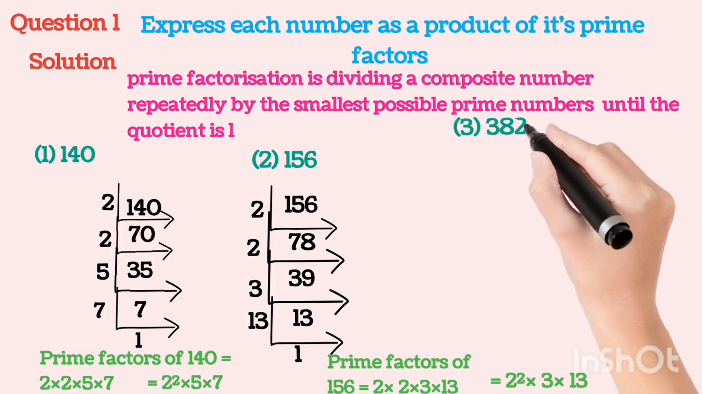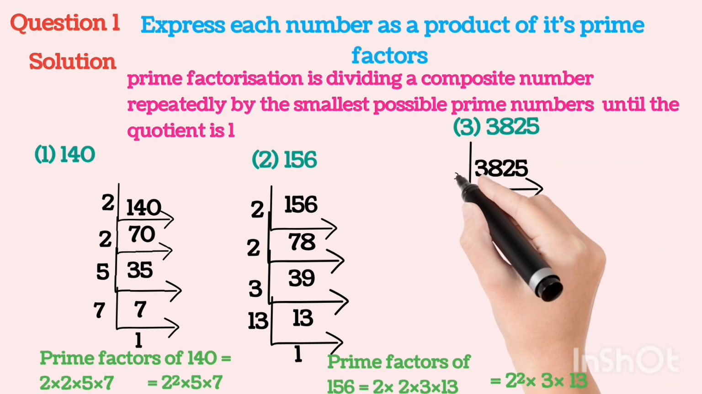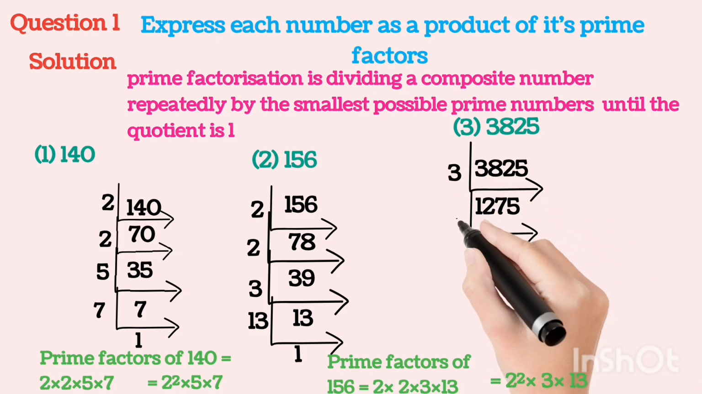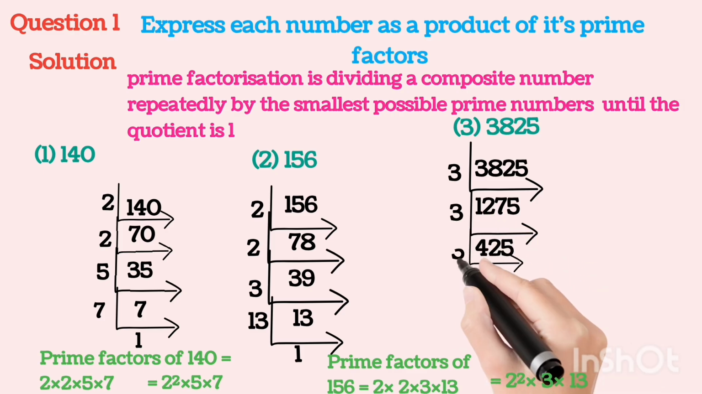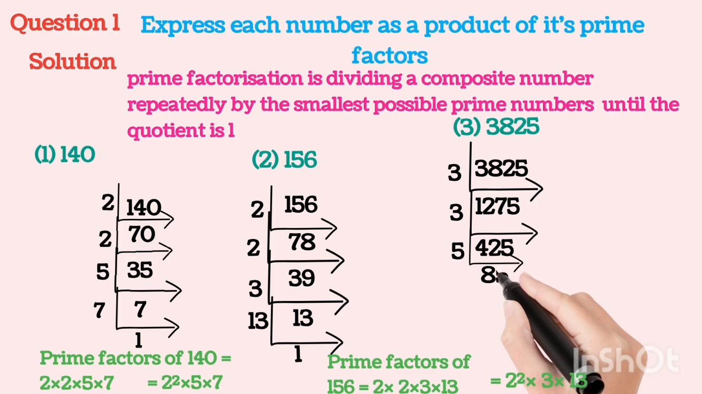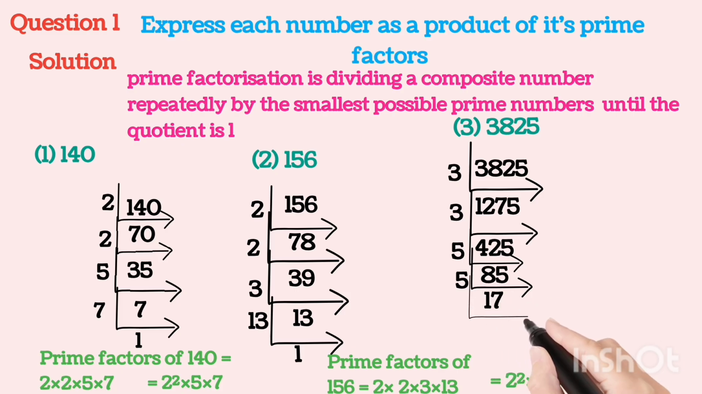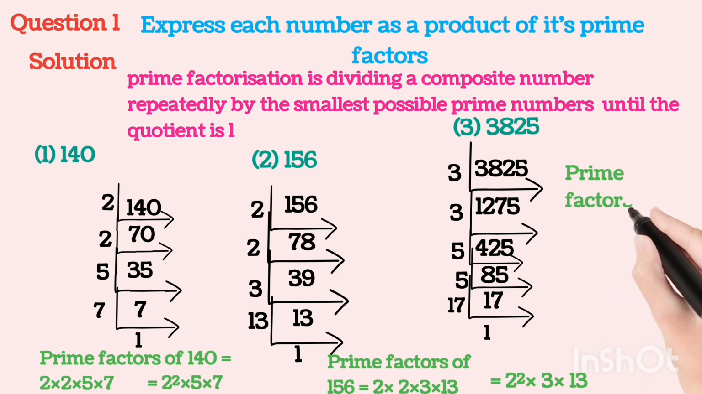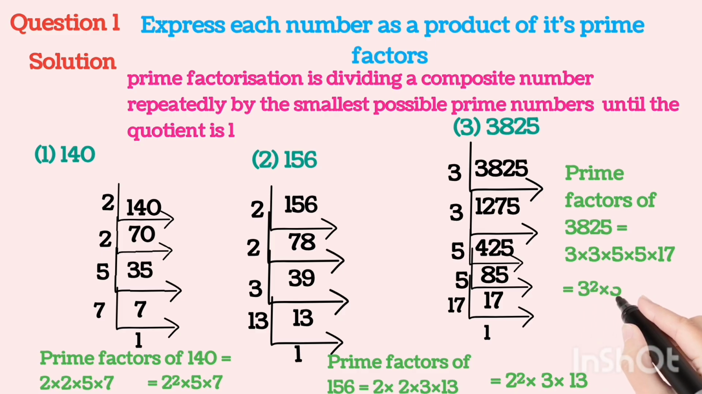Now next, question 3. 3825. 3825 divided by the smallest prime number 3 and the quotient will be 1275. 1275 divided by the smallest prime number 3 and the quotient will be 425. 425 divided by the smallest prime number 5 and the quotient will be 85. 85 divided by 5, the quotient will be 17. 17 is divided by the smallest prime number 17 and the quotient will be 1. Prime factors of 3825 equal 3 into 3 into 5 into 5 into 17, that can be written as 3 square into 5 square into 17.